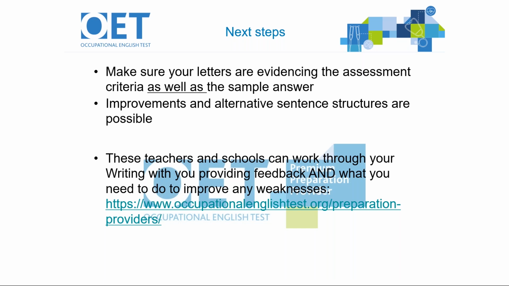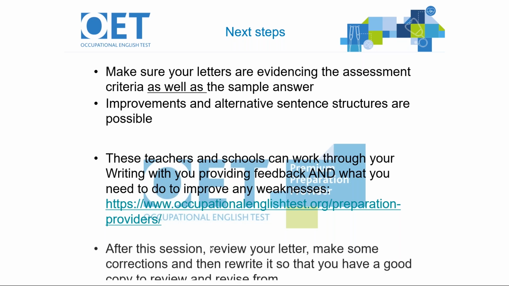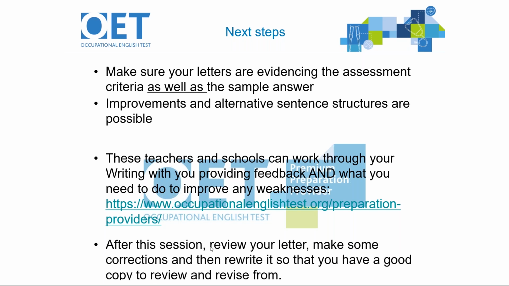And as well as giving you that feedback, they are also able to explain your strengths and weaknesses when it comes to writing and devise a study plan to help you to improve going forward. So one last thing that you can do after this session would be to review your letter against the official sample answer that I've now shared and notice the similarities and differences between the two.